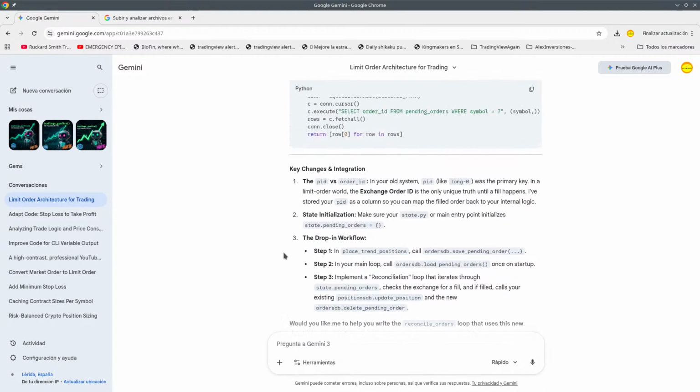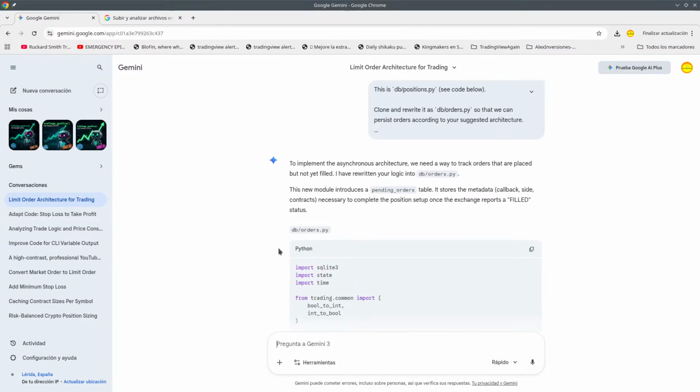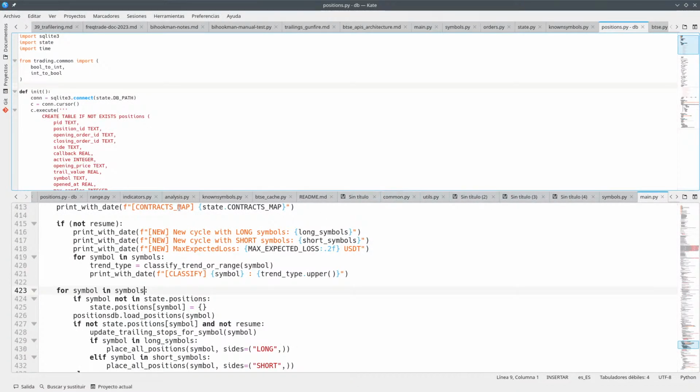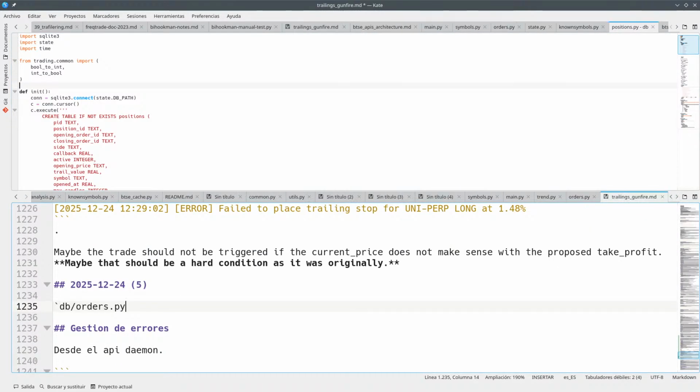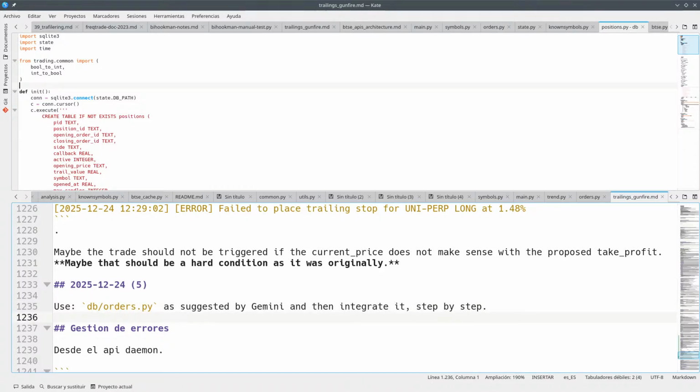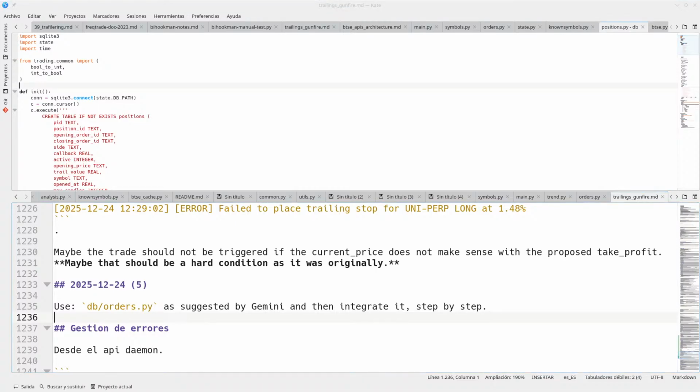Okay, so we need to be working on dborders.py. So let me write this down real quick. Let me see. db orders used as suggested by Gemini. Then integrate it step by step. Okay, so one second please.